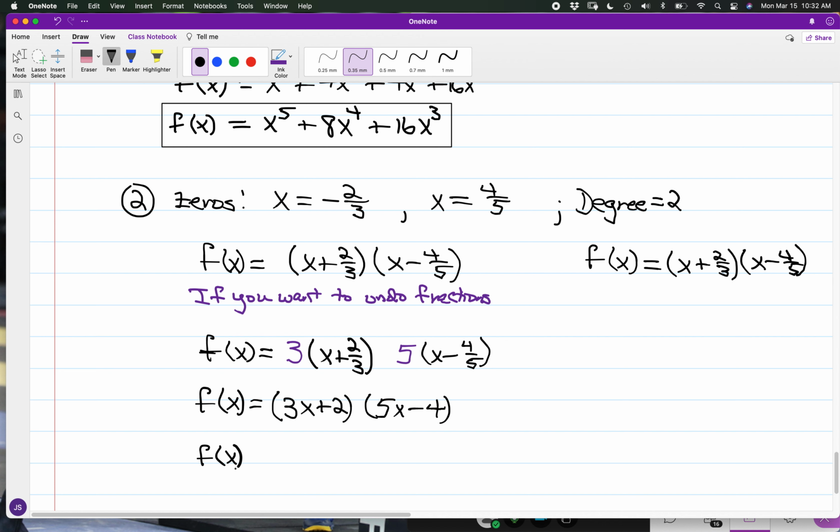And if I take the FOIL on this one, you've got 3x times 5x, this will make 15x squared. And we have minus 12x, and 2 times 5x, so this will be plus 10x. And 2 times negative 4 is negative 8.